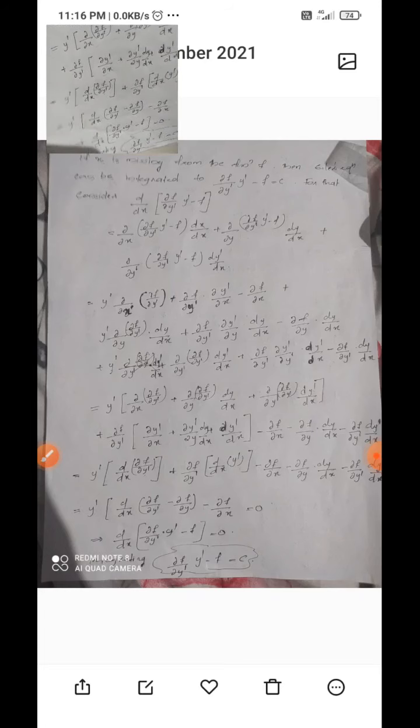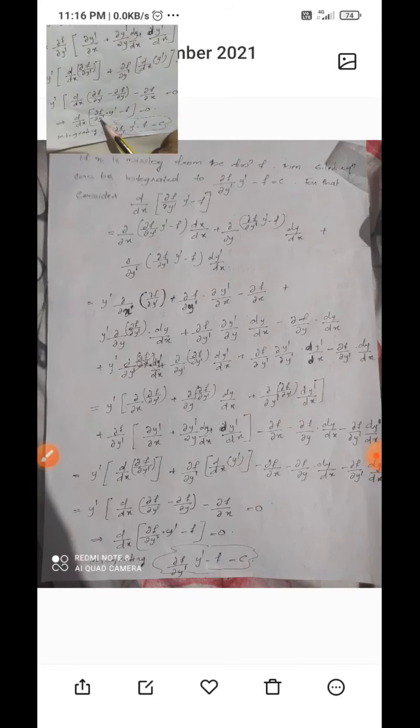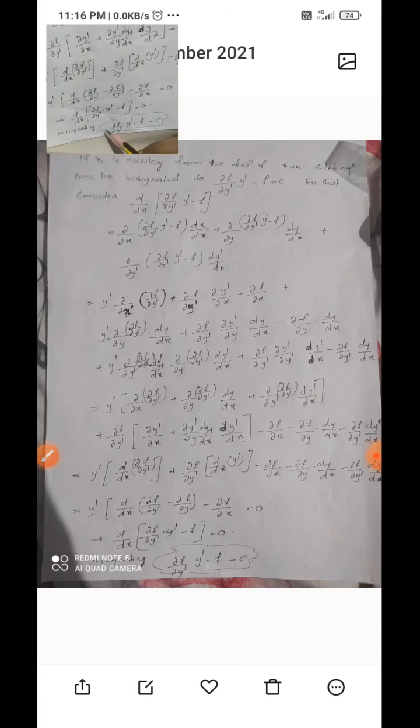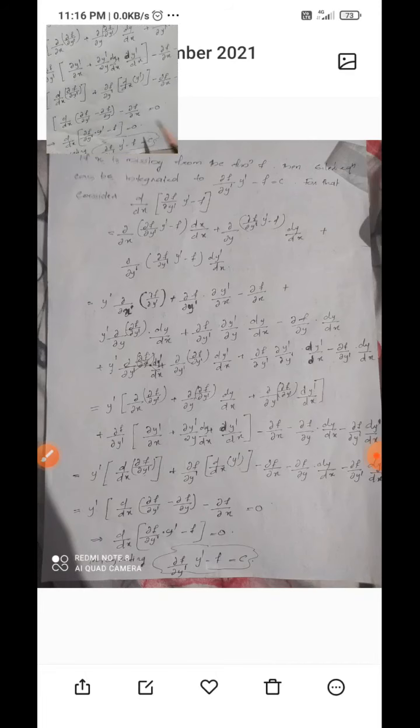Which implies d by dx of ∂f by ∂y dash into y dash minus f is equal to 0. Integrating, ∂f by ∂y dash into y dash minus f is equal to a constant. These are the extremals. Here we have discussed these three cases, and next we have to discuss the problems.